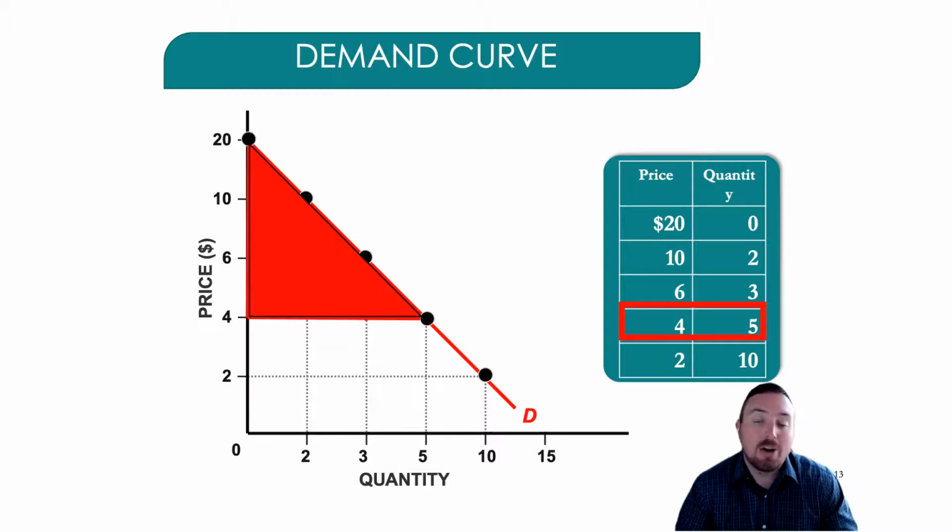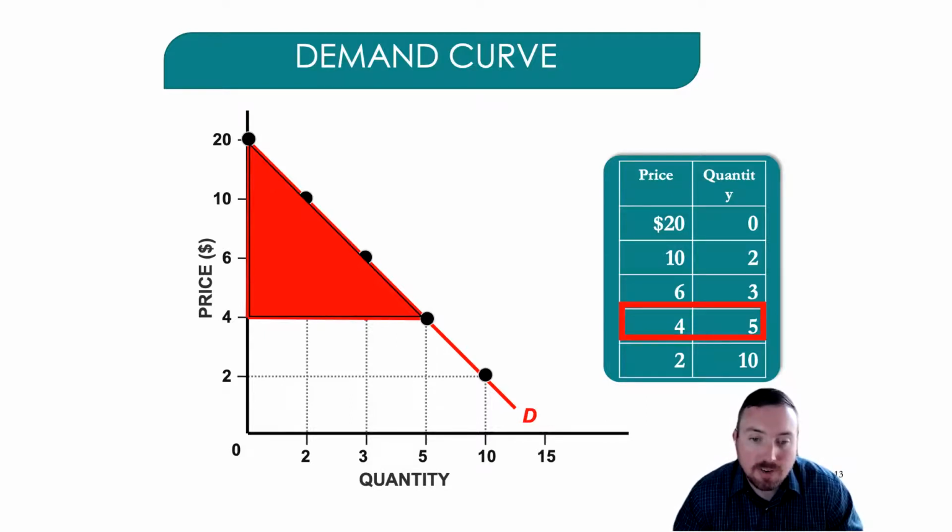Okay, so again, how do we find total consumer surplus? We can use the area of a triangle, 1/2 base times height, in order to calculate our total consumer surplus. So in this case, our height here would be the difference between 20 and 4, which would be 16.